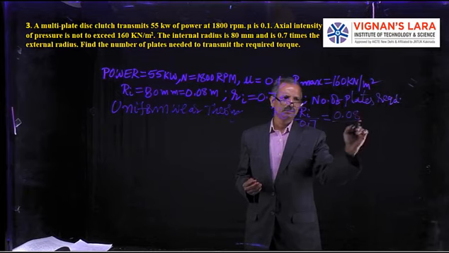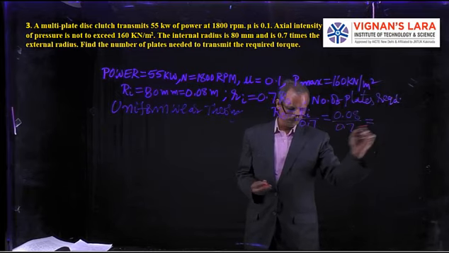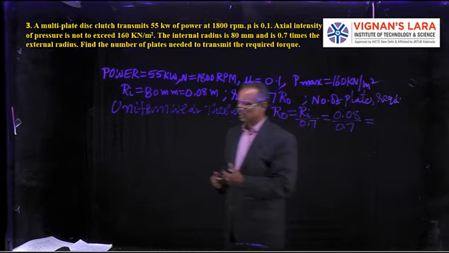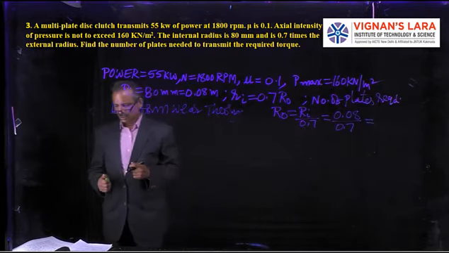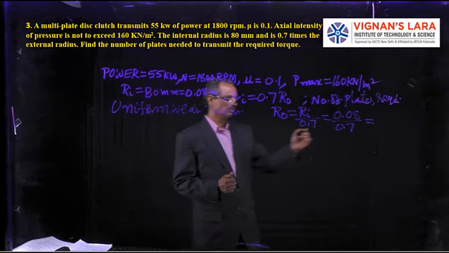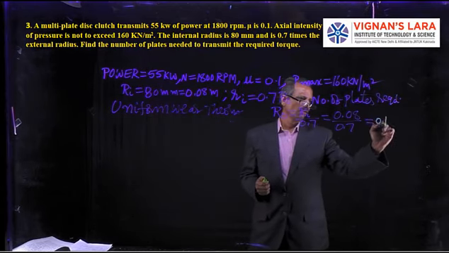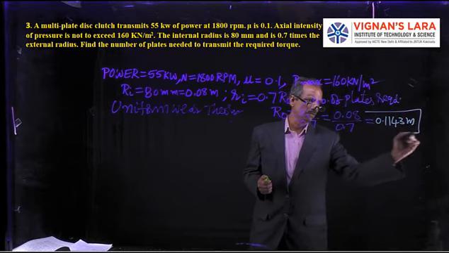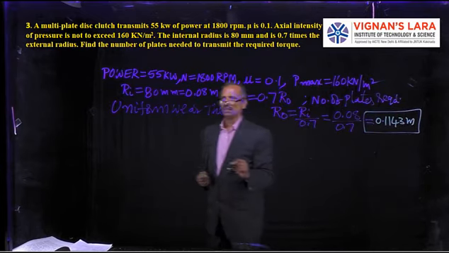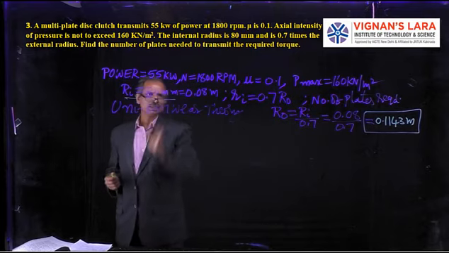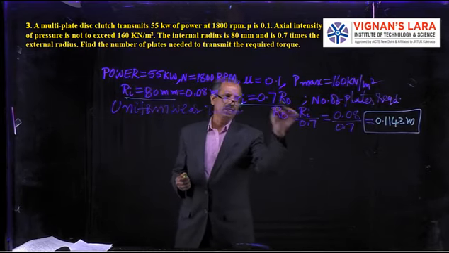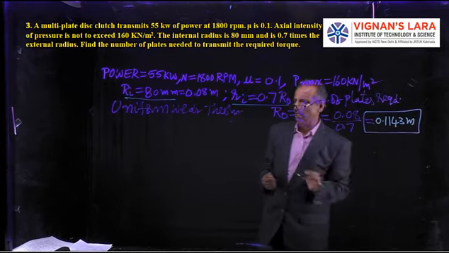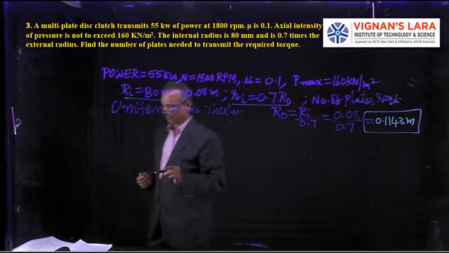which is 0.08 by 0.7. So how much is this value? This is 0.1143 meters. This is the first part which we require. With the given inner radius and the relation between inner and outer radius, I have obtained the value of R0. This is my first part.